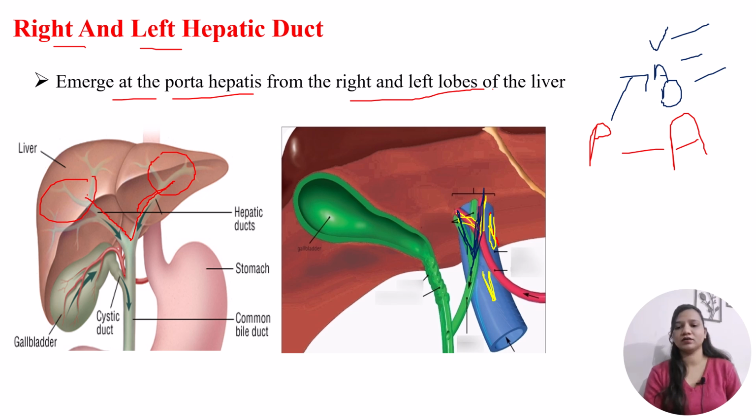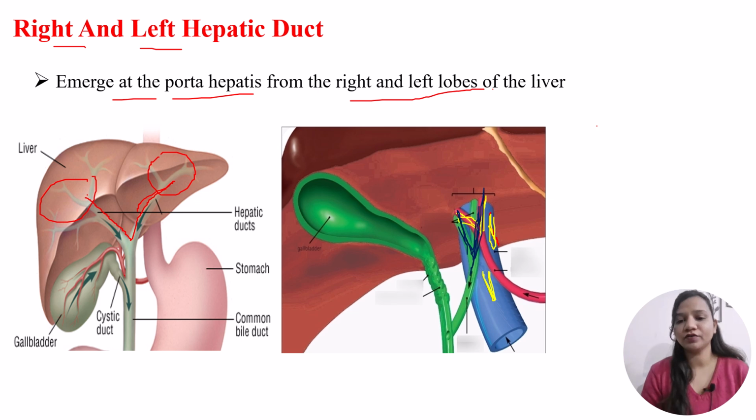Okay, let's understand it better. From posterior to anterior, what are the structures present?